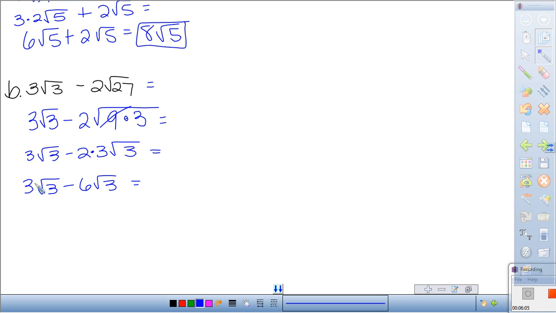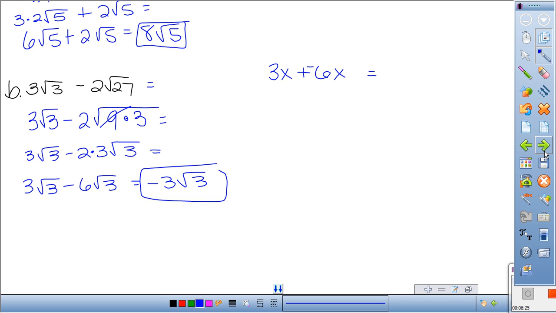So what's 3 square roots of 3 minus 6 square roots of 3? Again, remember, it's just like doing 3x minus 6x. So subtraction is the same as adding the opposite. So negative 6 and positive 3 would be a negative 3x, so negative 3 square roots of 3. 3 minus 6, negative 3 square roots of 3.